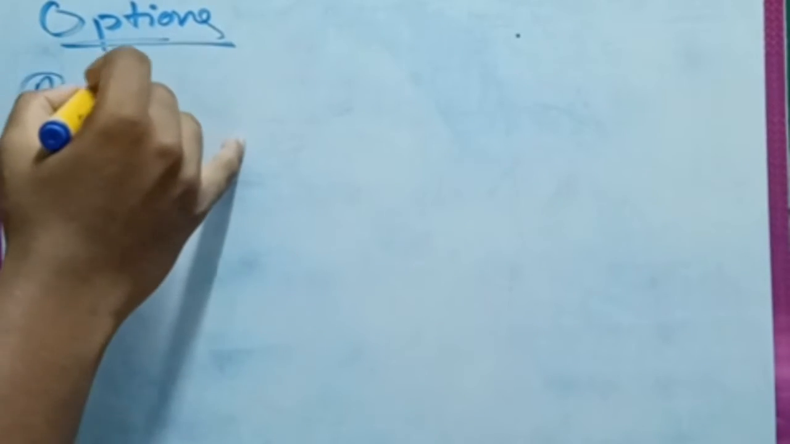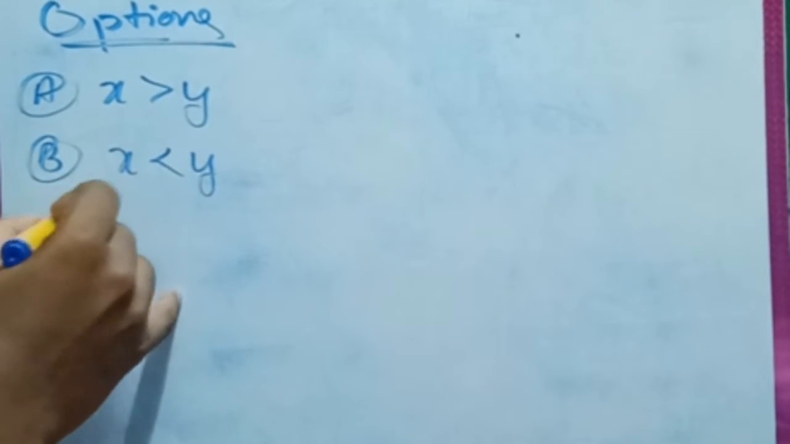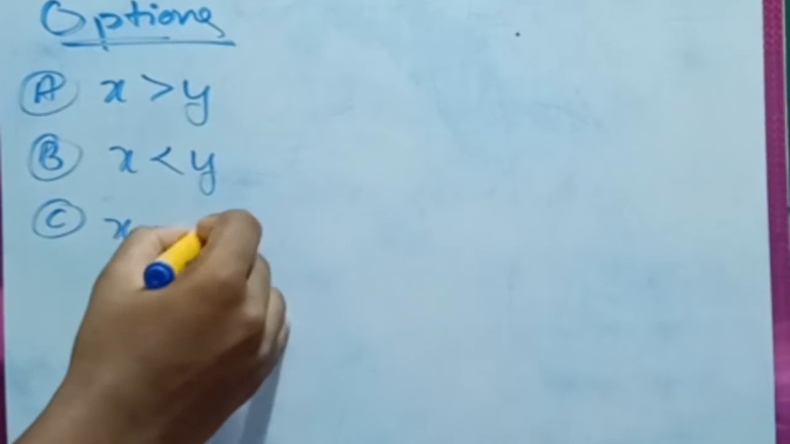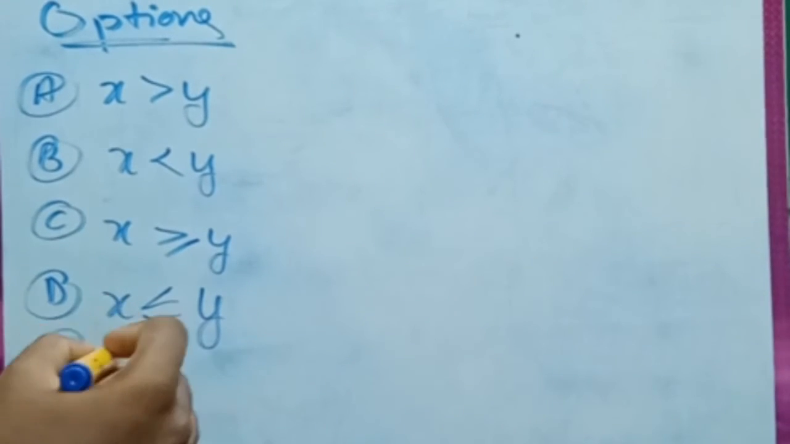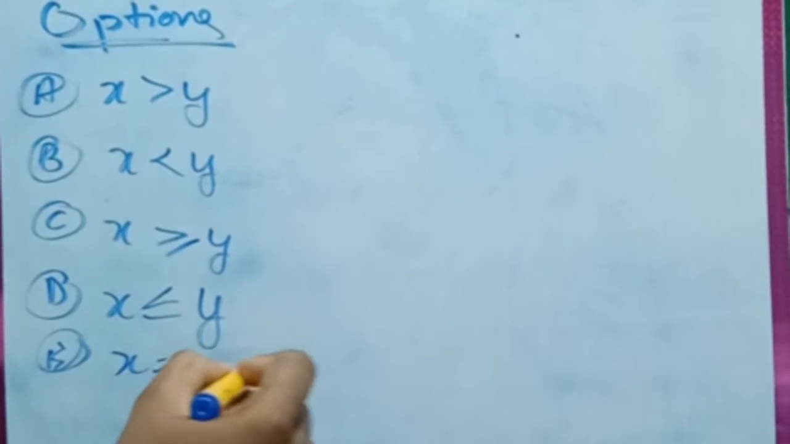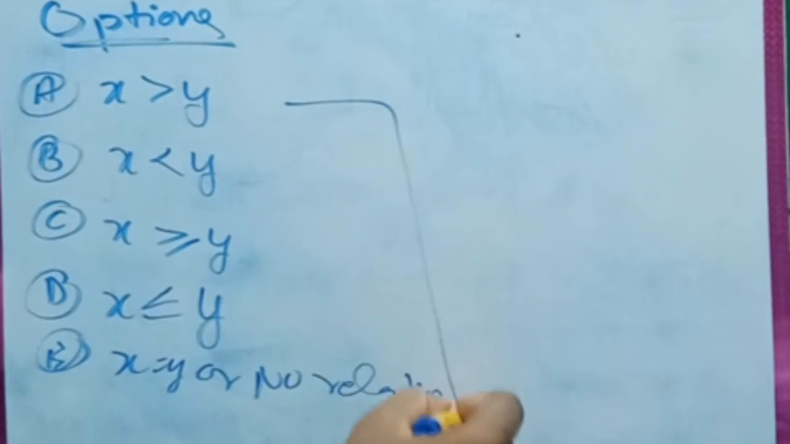First of all, you should know what kind of options you get in the exam, right? In the exam you usually get options like: x is greater than y, x is smaller than y, x is greater than or equal to y, x is smaller than or equal to y, and x is equal to y or no relation. So usually you get these options.